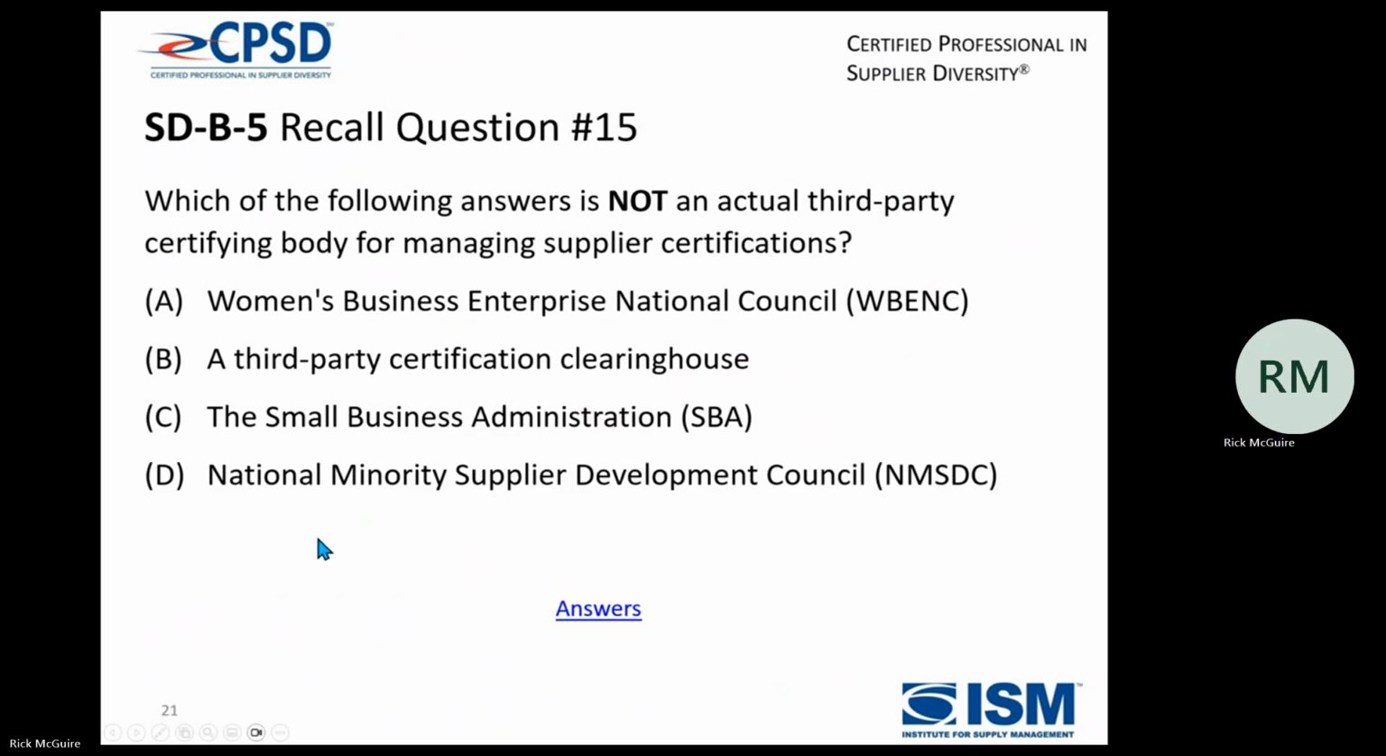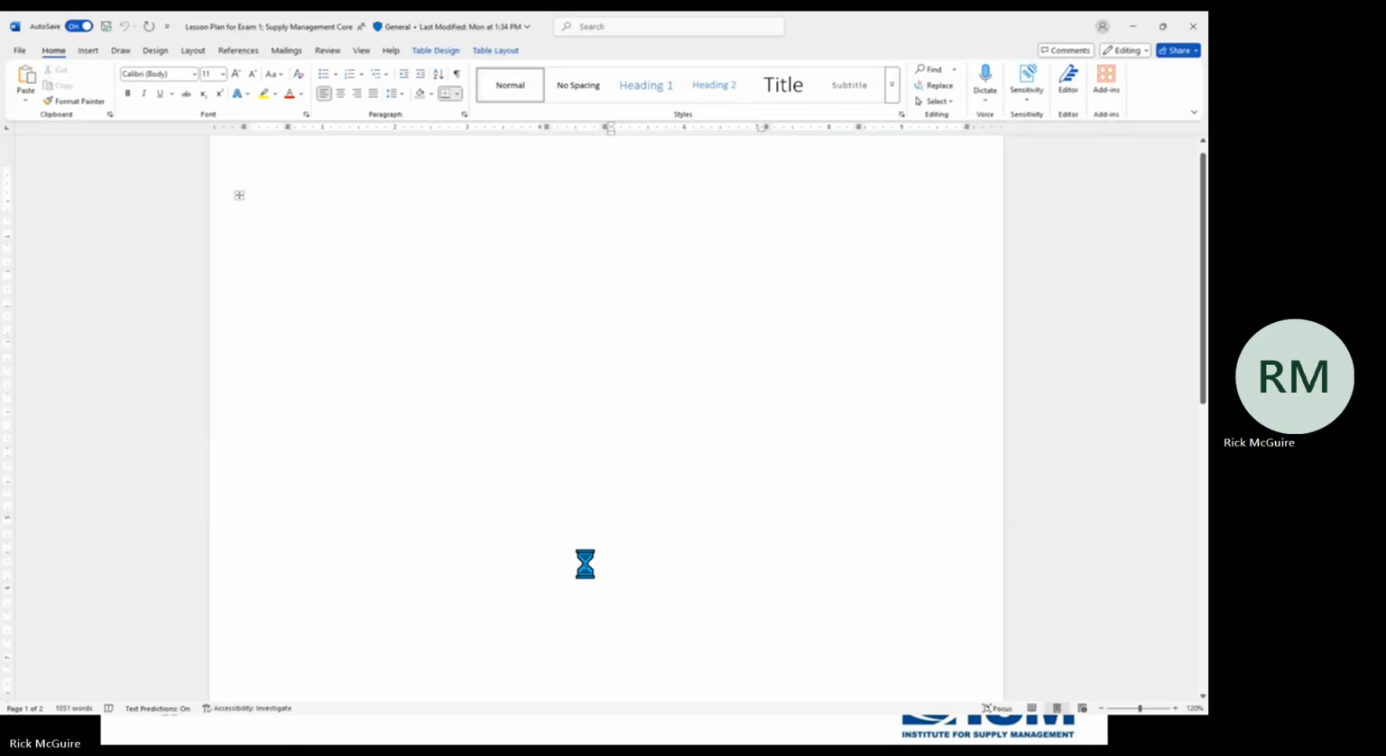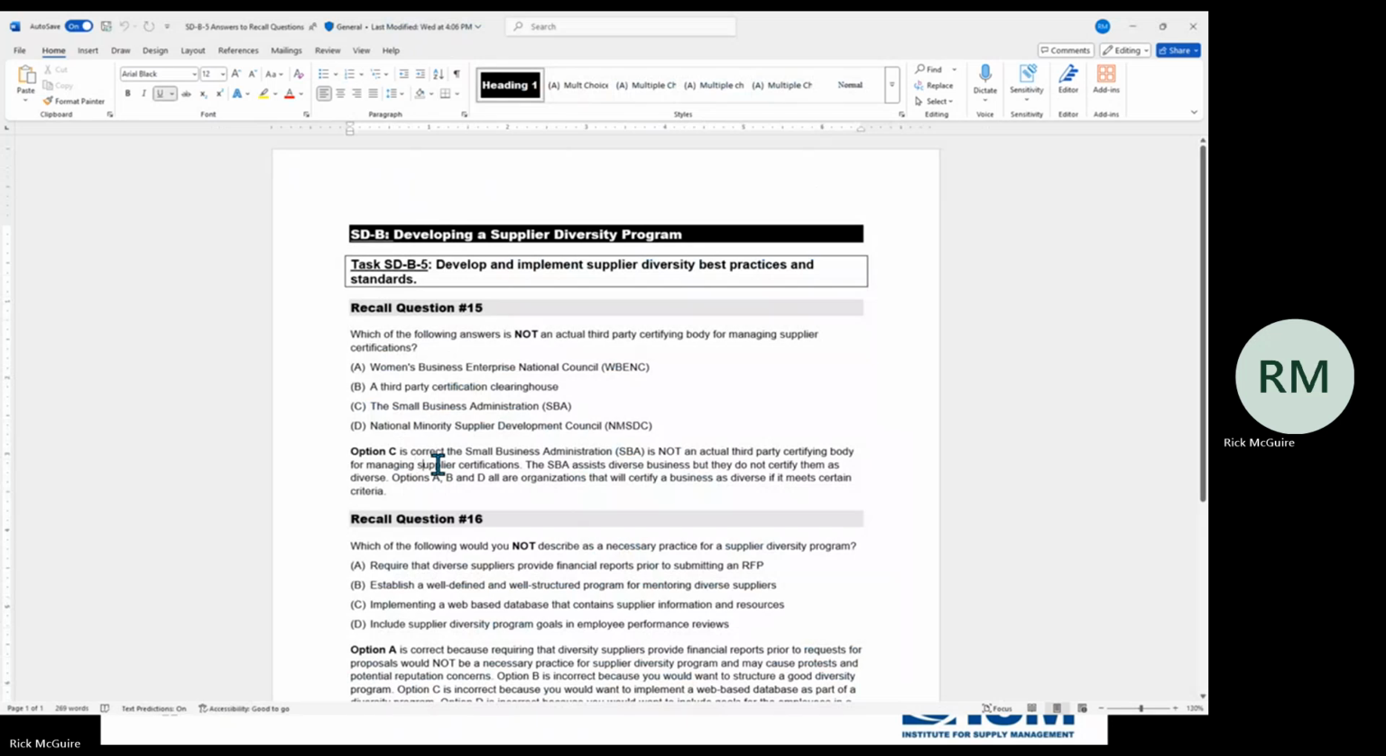All right. Which of the following answers is not an actual third-party certifying body for managing supplier certifications? Something tells me it's B. That doesn't seem to fit with anything. No, it's C. Small business, yeah, the SBA. It's not a third-party certifying body.